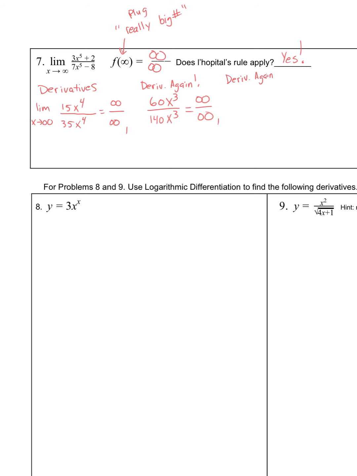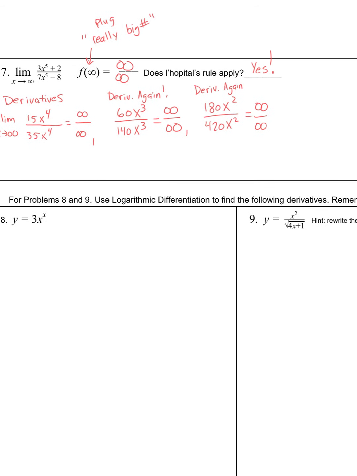All right, so now the derivative of 60x to the 3rd gives me 180x squared. And for the denominator, the derivative of 140x to the 3rd is going to be 420x squared. Now again, if I plug in a really big number here and a really big number here, I still have infinity over infinity. So we keep going. We get to do the derivative again.